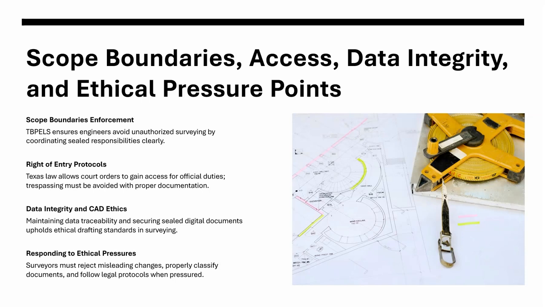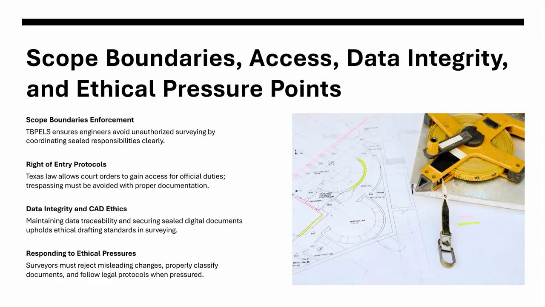So let's go through a few common ethical pressure points and how you may want to respond. Take, for example, the question, can you just move that line to match what the title company wants? Your answer lives in the hierarchy of calls and the board's truthfulness rules. If the evidence says otherwise, explain in writing why the requested change would be misleading and offer a documented reconciliation or a boundary agreement path with counsel.